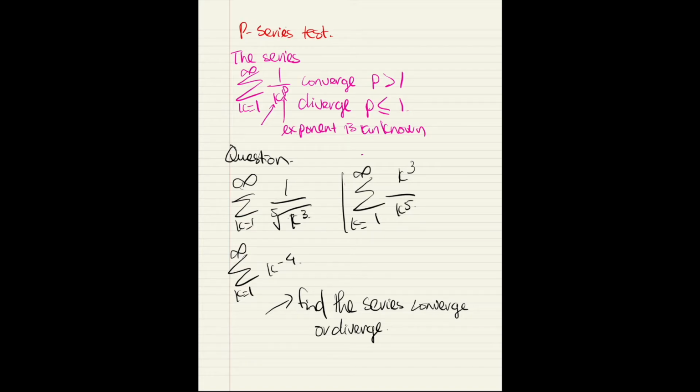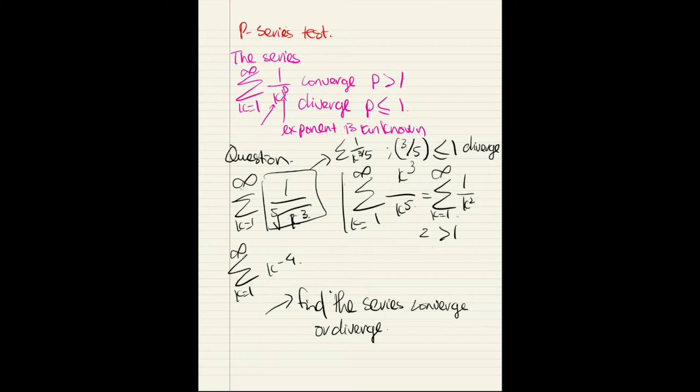The first series, I know this equals the series of 1 over k to the 3/5, and 3/5 is smaller than 1, so this one diverges. And this one we have to simplify first, so it's going to be 1 over k squared. 2 is bigger than 1, so the series converges based on the p-series. This one we change the series into 1 over k to the 4th, which is bigger than 1, so the series also converges based on the p-series.